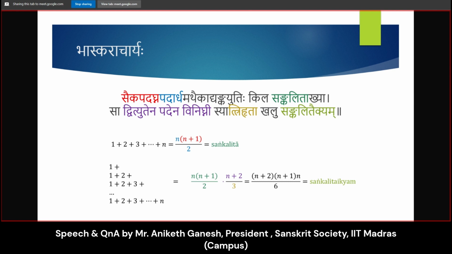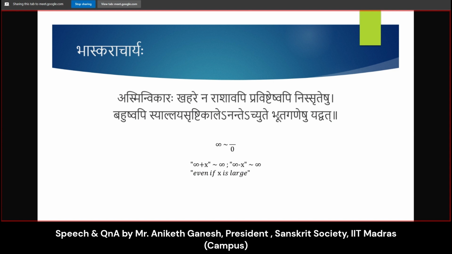So what this is: the Sankalita up to one term, 1, plus the Sankalita up to 2 terms, 1 plus 2, and so on till 1 plus 2 plus 3 till n, the Sankalita up to n terms. If you add all these Sankalitas, the Sankalitaikyam is this Sankalita multiplied with n plus 2 and divided by 3. This is the formula that he is giving here. So this is one interesting verse from Leelavati.